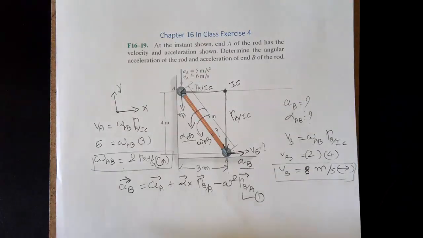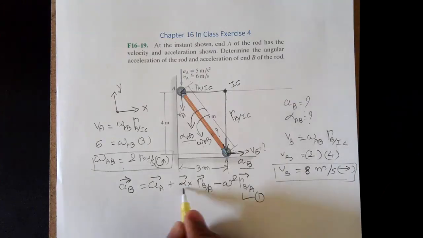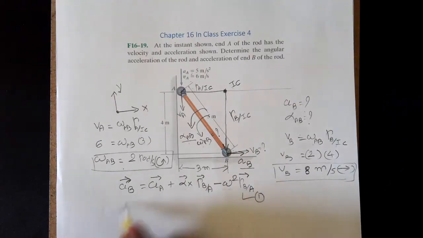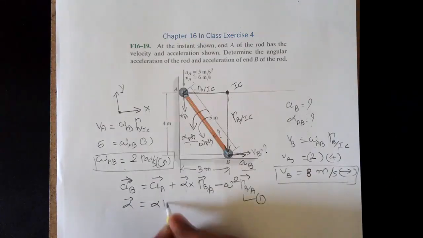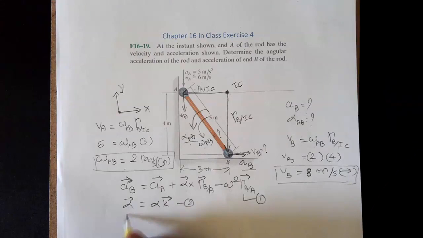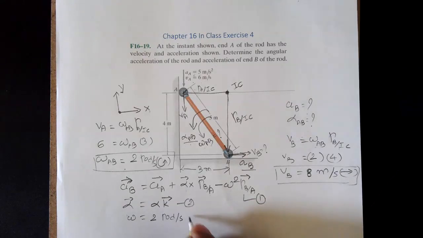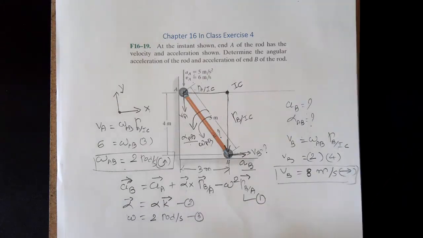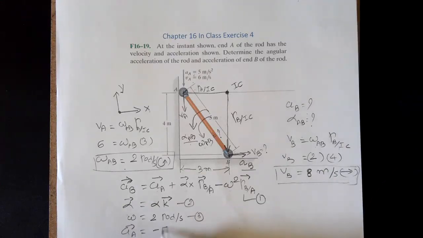So let's find out what is the position. Let's start with alpha. So what is the value of alpha? We don't know its magnitude, so we assume that alpha magnitude is just alpha without arrow, but its direction is positive k. So this is our equation 2. For omega, we already have the value of omega, which is 2 radian per second. This is equation 3. Now we know the acceleration of A, which is downward, and 5. So acceleration of A is minus 5 j. That's equation 4.